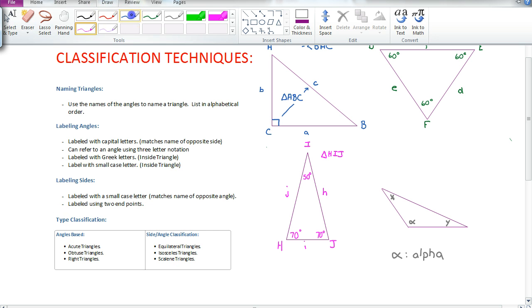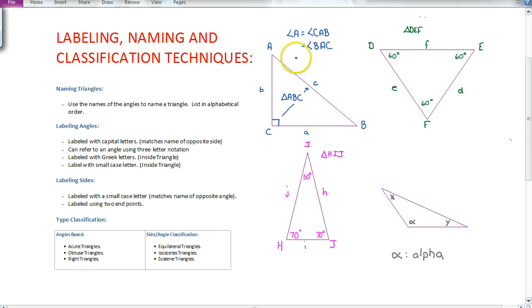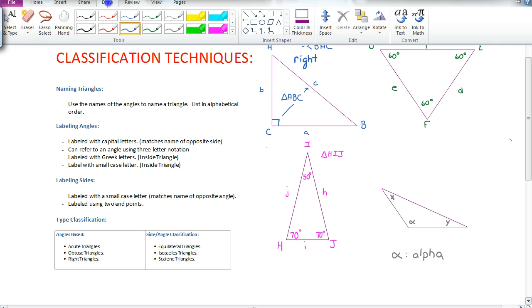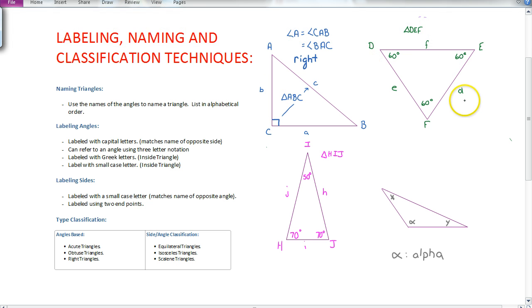So if I come up here, we take a look. Well, this is obviously a right triangle because I see that angle C is 90 degrees. That's what this square means. If I come over here, this triangle is an acute triangle because all the angles are less than 90 degrees. Now you might be noticing something here since they're all equal, but we'll come back and talk about that in a moment.